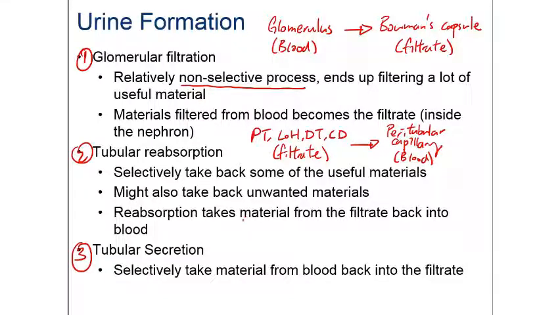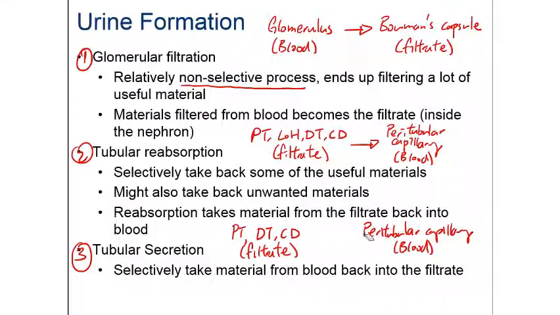Tubular secretion is going to happen also in some of these structures. So it's going to happen at the proximal tubule, right? Distal tubule and collecting duct. And it's going to be added to the filtrate. So actually, you will take things from the peritubular capillaries, right, which is blood, and then anything you missed in the previous steps, you're going to put it back into the filtrate.